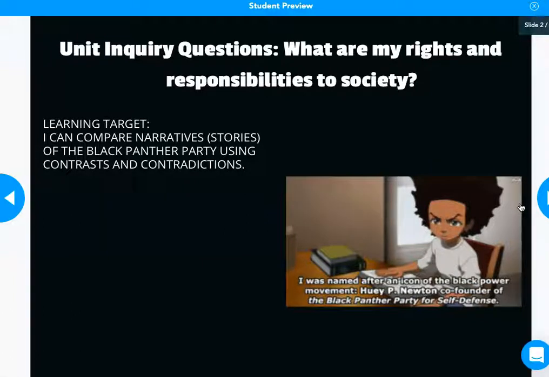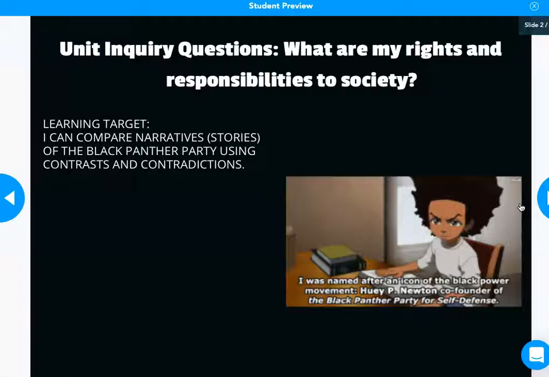So here I'm going to stop you. If you have not completed the Nearpod from Wednesday, I'm going to ask that you stop this Nearpod, go back and complete the Wednesday Nearpod, which explains and gives a detailed definition of contrast and contradictions along with examples, because this Nearpod is going to ask you to use those skills even further than they were used on Wednesday. So if you haven't completed the Wednesday Nearpod, please go back and do so.